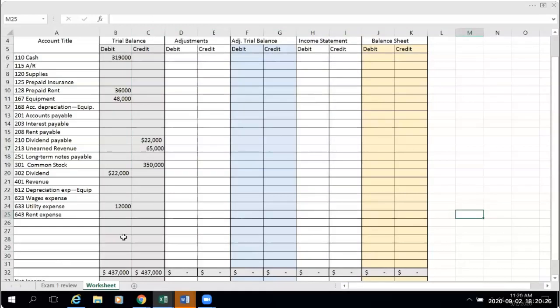Okay, so our trial balance is good to go, right? And it's equal on both sides. So it looks like I didn't make any mistake. I did double entry properly. All my debit side balance equals all my credit side balance. And I'm very nice and happy at this moment.